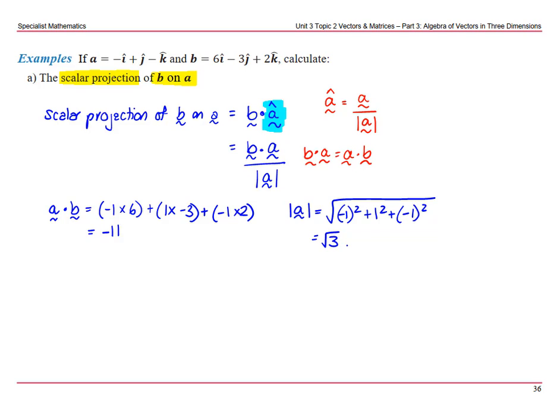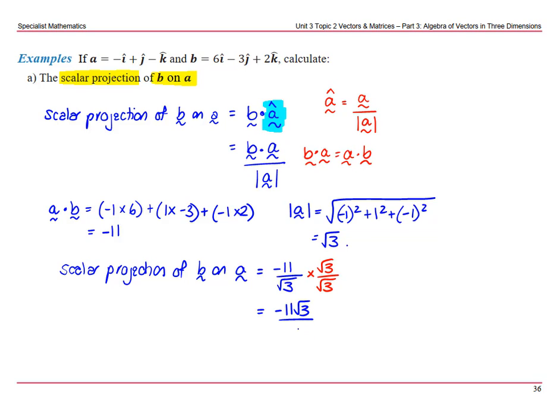So our scalar projection is equal to -11 over the square root of 3. Rationalising the denominator, that becomes -11 root 3 on 3. And it is a length, it's a magnitude, so I like to put units there. You won't see that in all textbooks.